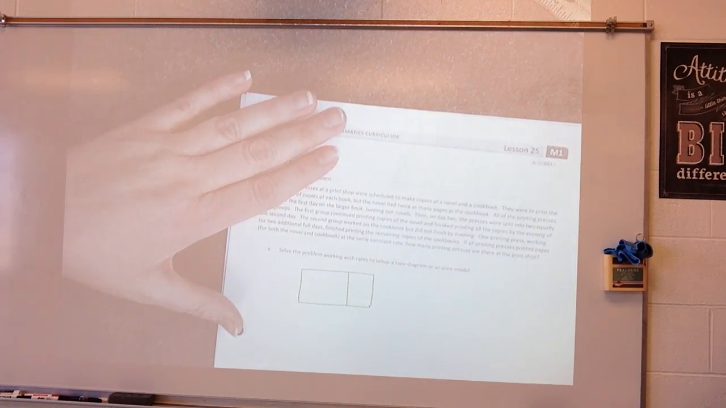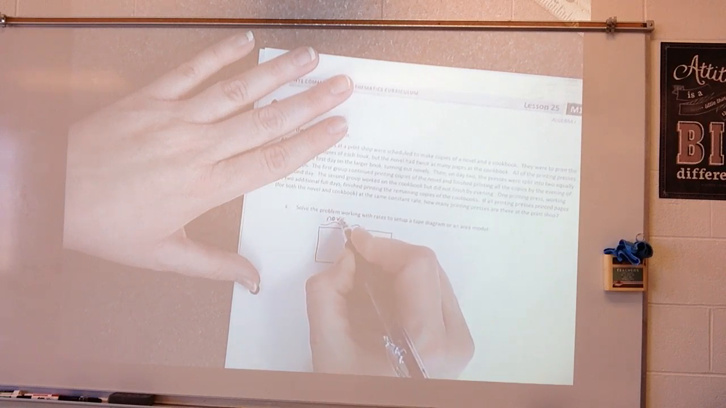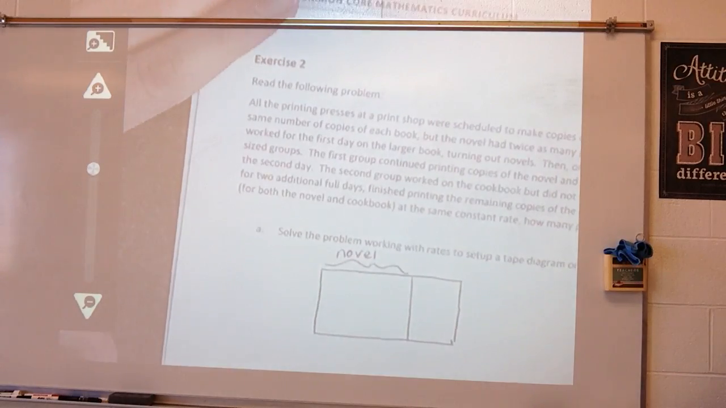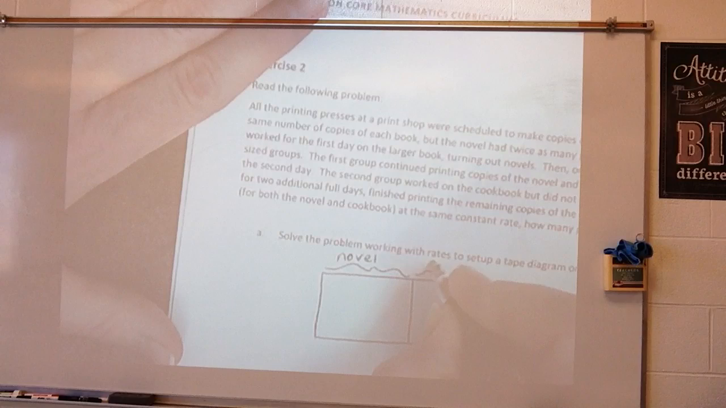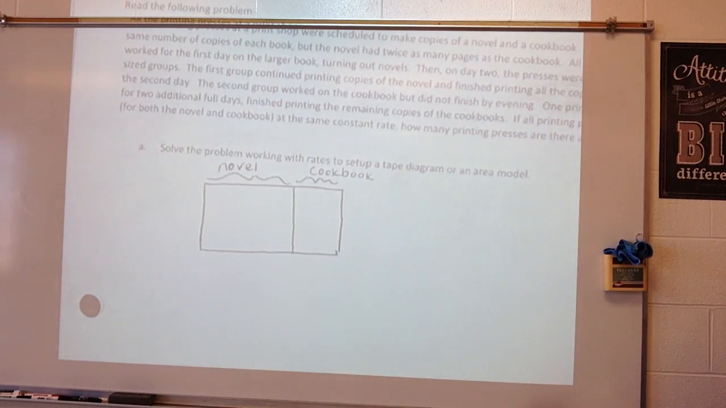Okay, so this will be our novel. And this will be our cookbook. And we said that the novel is twice as big as the cookbook. On the first day, all printing presses were used on printing copies of the novel. And on the second day, half completed the novel while half worked on the cookbook.